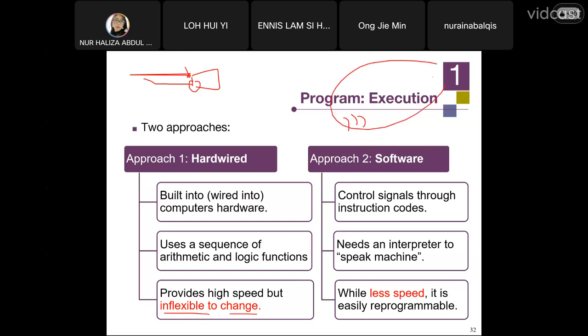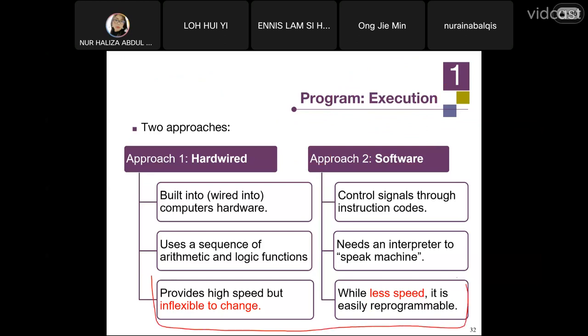But with software, the one where you write code, of course it is easy for you to delete a single line and replace it with a new line, so it is easy to reprogram. That is the very favorite comparison between the two. Other tools can also be written as a differentiation, but this is the easiest and most common differentiation between hardwire and software. So hardwire is high speed and inflexible to change, while software is lower speed and easy to reprogram.